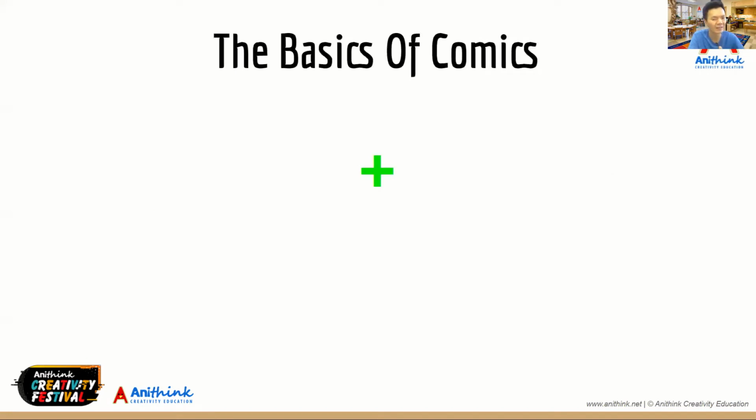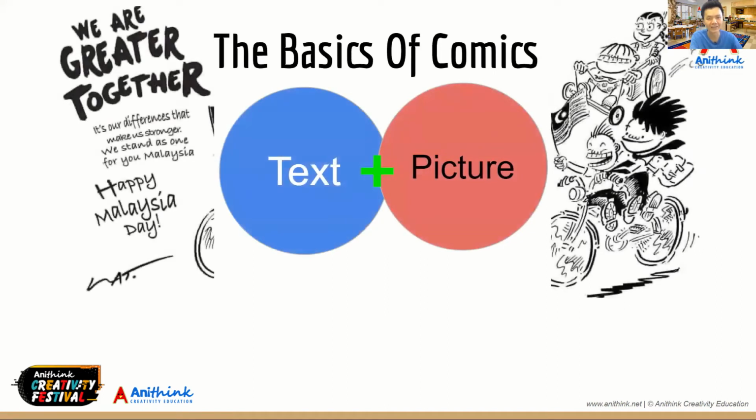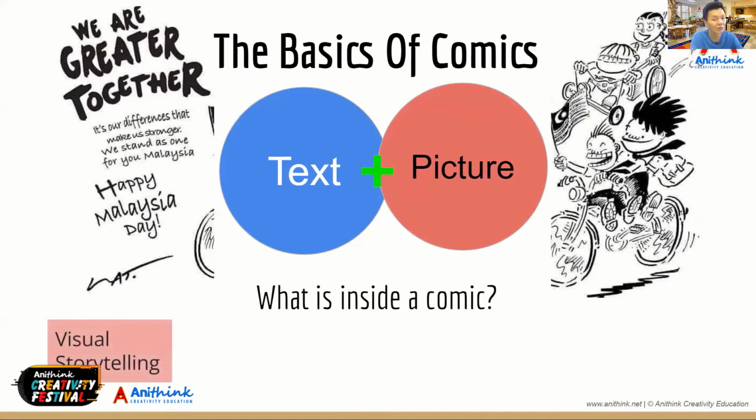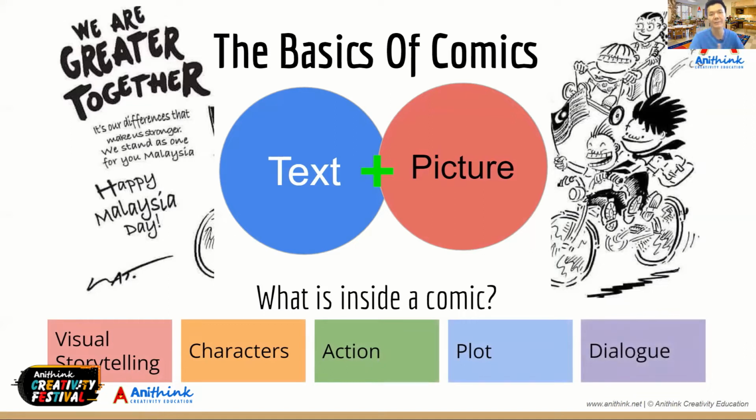So, what is the basic of comic? What's the fundamental of it? It is picture plus text. Just remember two words. Comic in basic is about picture and text combined together. And what is inside a comic? Inside comic, you will find visual storytelling, characters, action, plot, and of course, dialogue. Those are the basic elements that you can find in your comic.